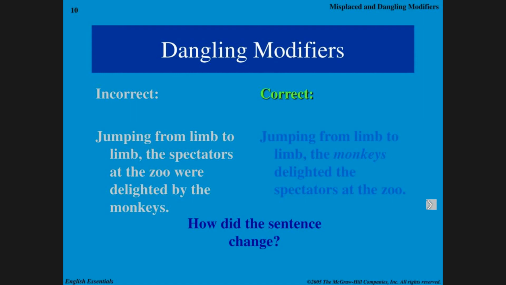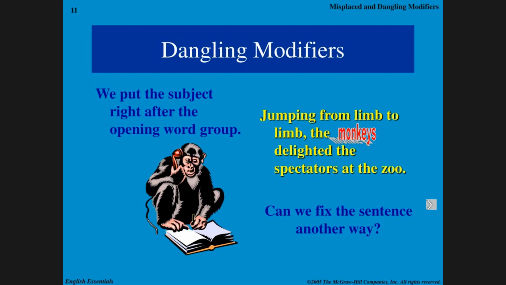So how did the sentence change? Let's explain. We put the subject right after the opening word group, okay? Jumping from limb to limb. So who is the subject? It's the monkeys, okay? So the monkeys are near the verb that they modify, delighted. So the monkeys delighted the spectators, who are the people, at the zoo.